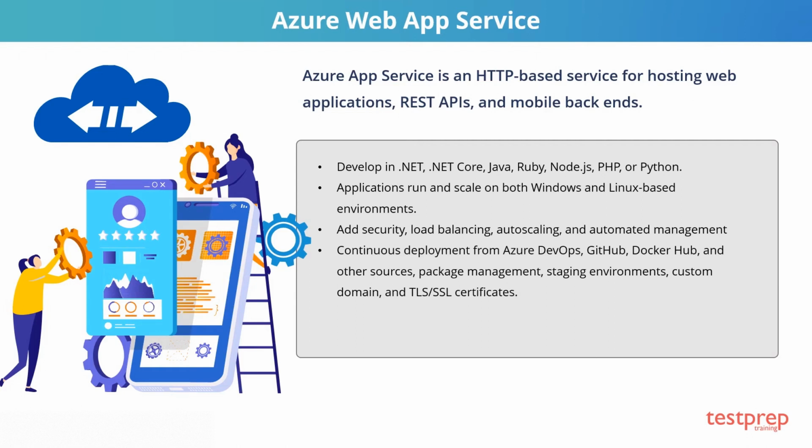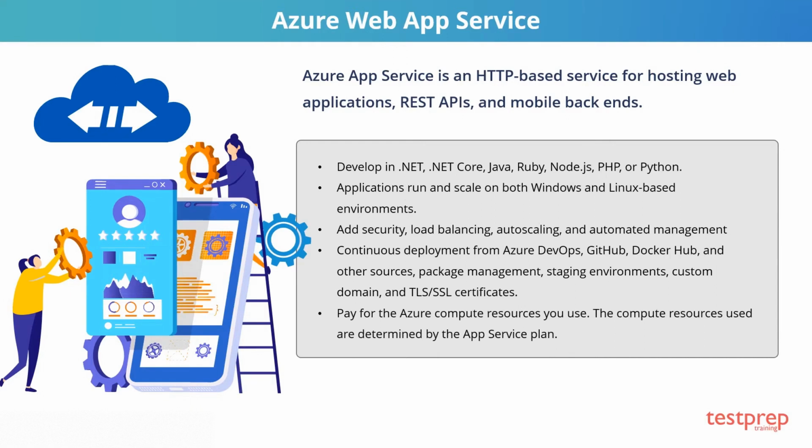You can also take advantage of Azure's DevOps capabilities, such as continuous deployment from Azure DevOps, GitHub, Docker Hub, and other sources. With App Service, you pay for the Azure compute resources you use. The compute resources you use are determined by the App Service plan that you run your apps on.